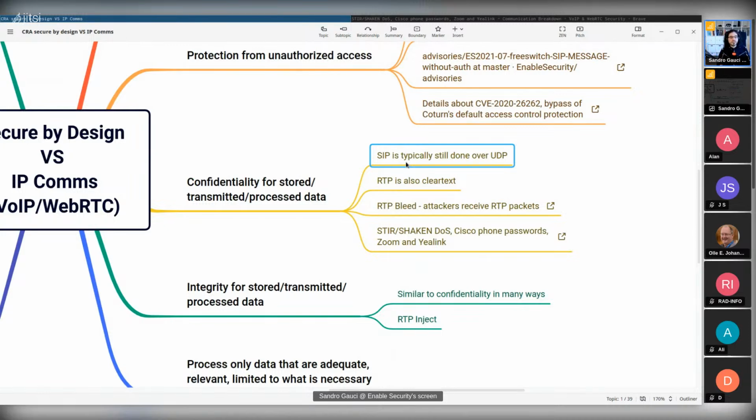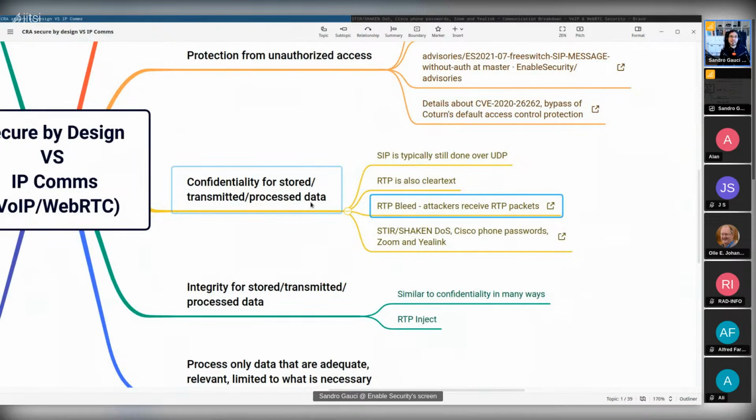And same thing with RTP. The media is often done over RTP and not SRTP. So that is also plain text, and there is no confidentiality being provided by either of these protocols. And just to mention an attack that would definitely affect the confidentiality of ongoing media calls, there's RTP bleed, where attackers receive RTP packets in plain text.